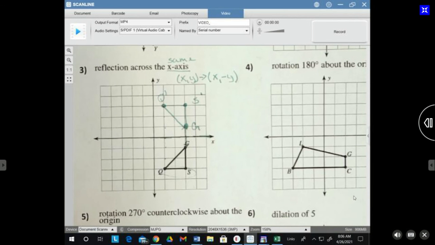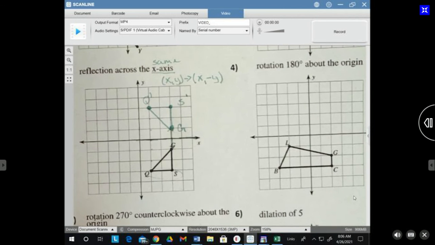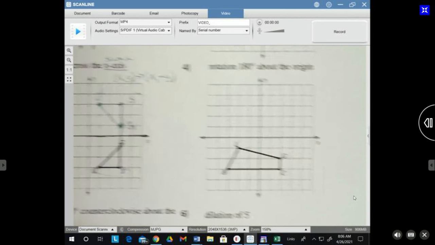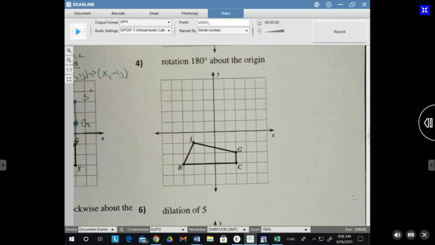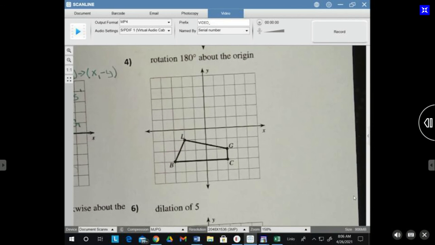Good. All right. Maybe you need to look at some notes. And I've had one person send me a chart. I said, make up a chart of rules. Can anybody tell me what the rule is for a rotation of 180? Do I swap X and Y?